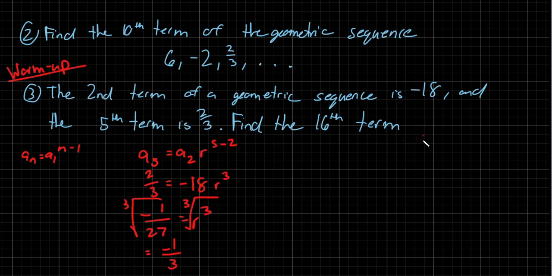I have r cubed on one side. I need it to just be r. I need to take the cubed root of both sides. And I should get r to be negative 1 over 3. Like so.